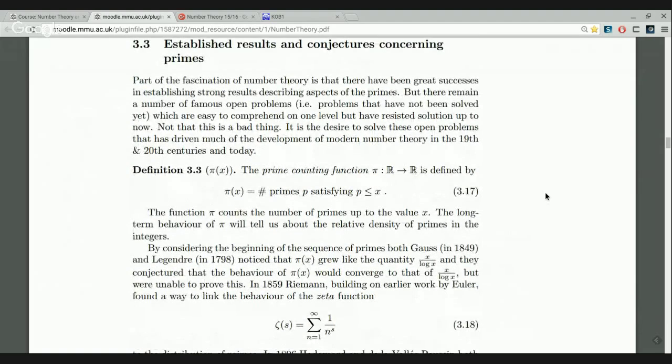So I would finish off this chapter just by mentioning a few of the famous outstanding results, or the famous conjectures about prime numbers, as well as an important result or two.